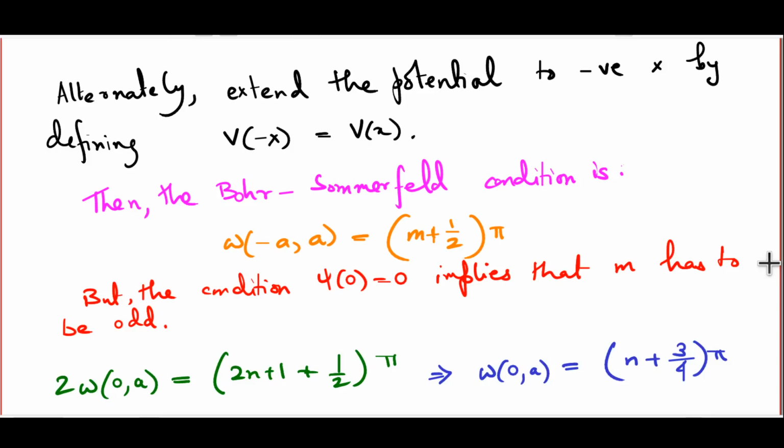So w from minus a to plus a, which is twice w of 0 comma a, given the symmetry of the potential here, must be equal to twice n plus 1 plus half pi. All we have done is replaced m, which is an odd integer, by 2n plus 1. And this immediately gives us back our result, which we derived a while ago. W0 comma a must be n plus 3/4 pi. So both ways of thinking about the problem, one by directly applying the WKB wave function behavior, and the other by modifying the potential to be an even potential and then applying the Bohr-Sommerfeld conditions, gives us exactly the same condition.